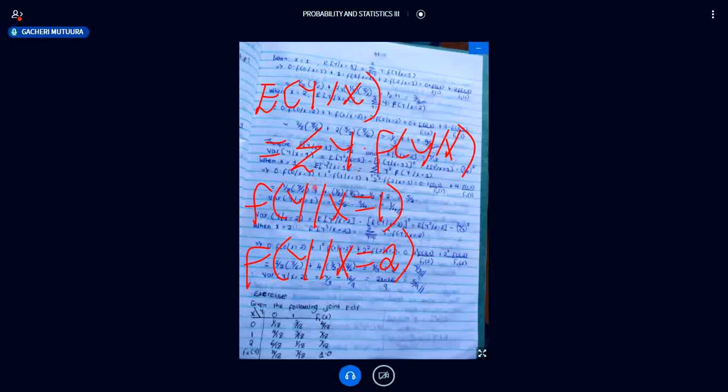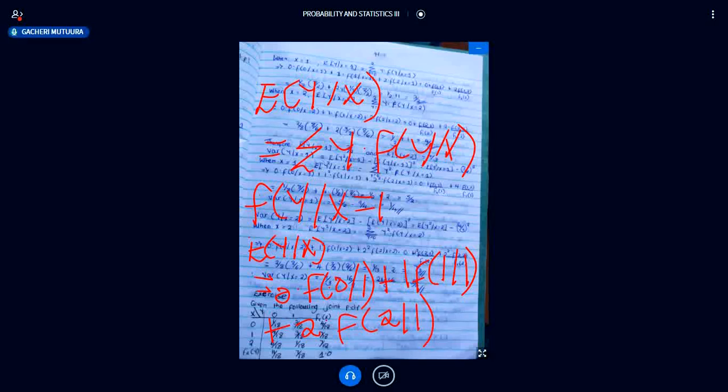When x is 1, you substitute for the values of y. So when x is 1, you will take your expected value of y given x will be equal to 0 times f of 0 given 1, plus 1 times f of 1 given 1, plus 2 times f of 2 given 1.